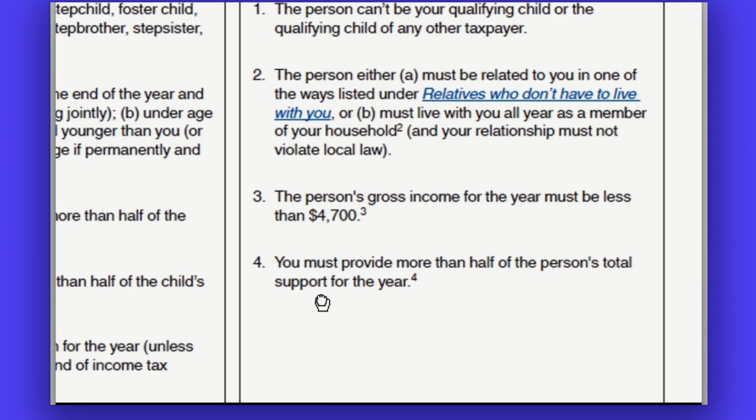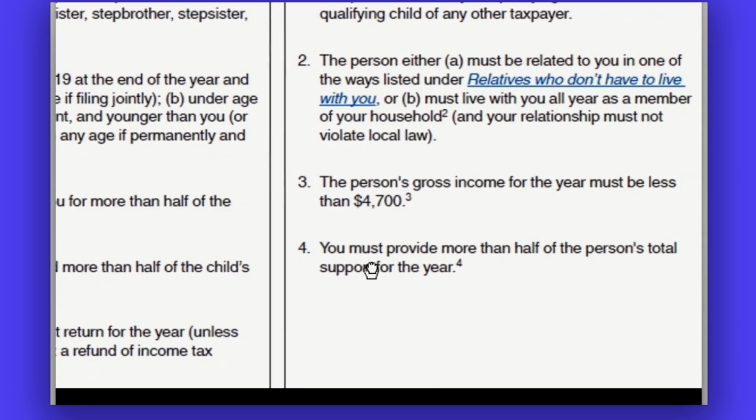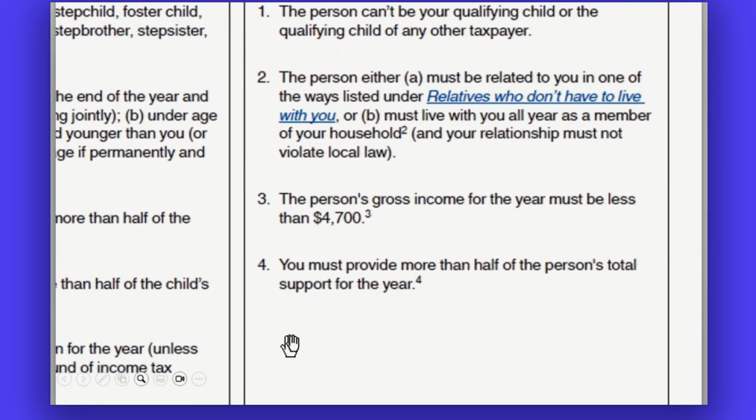Remember, if they are a qualifying child, you do not necessarily have to provide more than half their support. The only rule is that the child must not have provided more than half of their own total support. But if it is a qualifying relative, then the taxpayer must have provided more than half of that person's total support for the year.